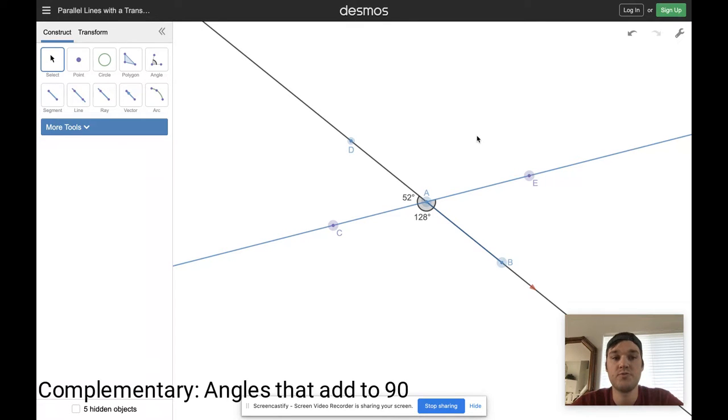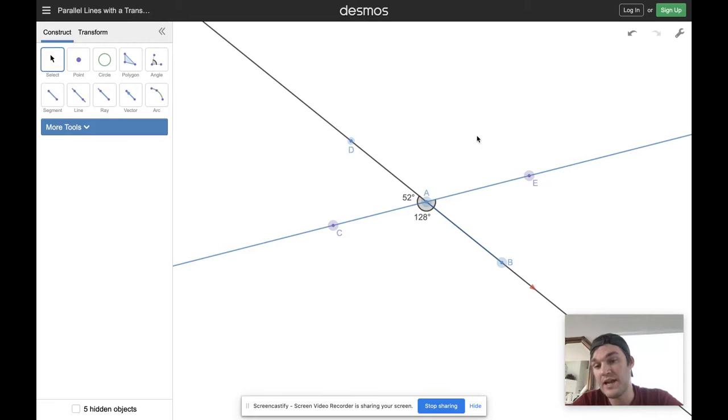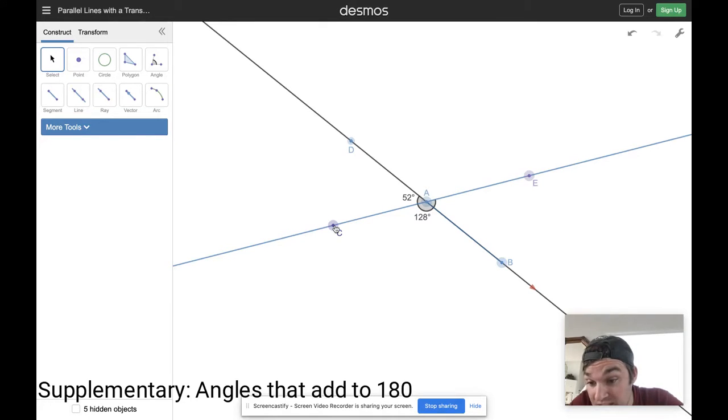One of those words is complementary, and all that means is any set of angles, usually two angles, that add up to 90 degrees. That would be complementary. Another word that we need to learn is supplementary. And supplementary are two angles that will add up to 180 degrees.